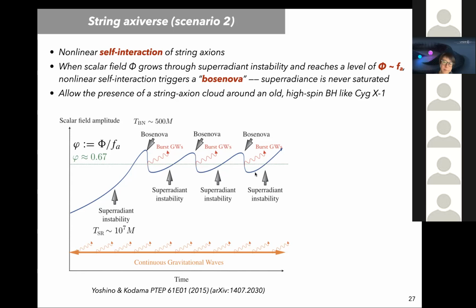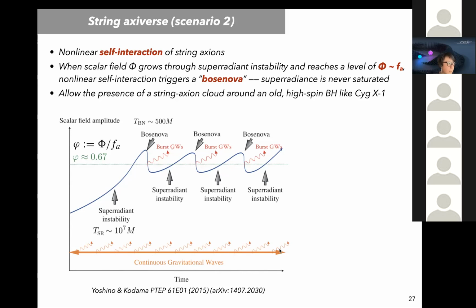So the superradiance is never saturated. That would allow the cloud to exist around an old but high spin black hole like Cygnus X-1. But note that here we are not looking for these burst gravitational waves. We are looking for the continuous waves over the long lifetime.